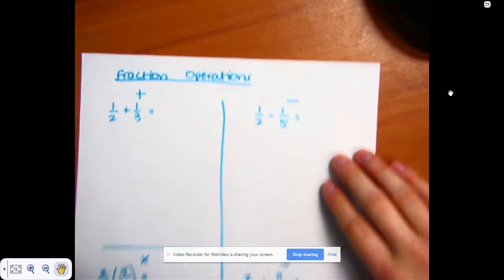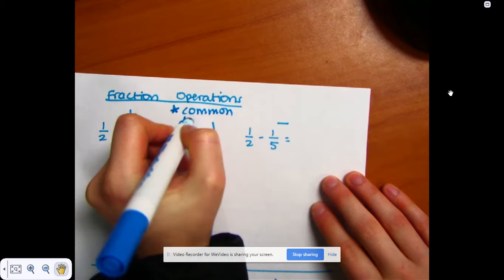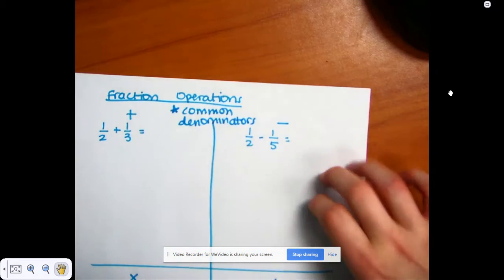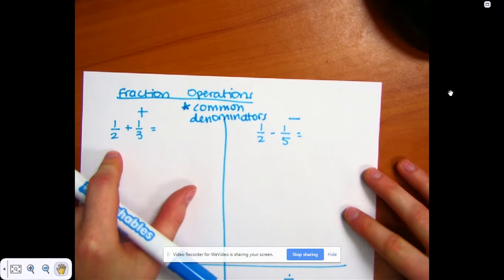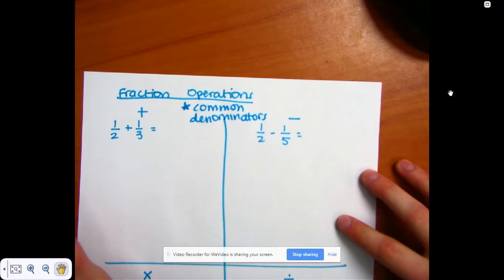So with addition and subtraction, we need common denominators. All right, common denominators. So between 2 and 3, numbers are on the bottom. I need to have a common denominator, which is going to be 6. So we can only change these fractions by multiplying by 1. If I multiply by 1, nothing changes in my value.